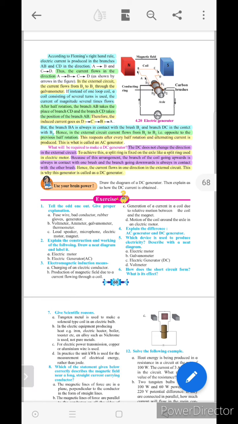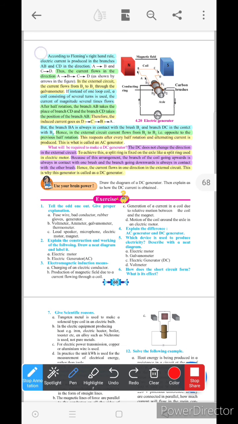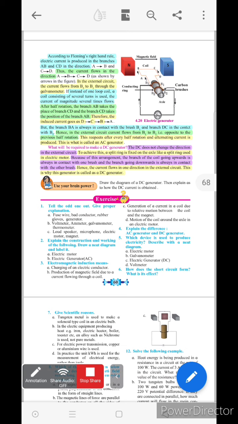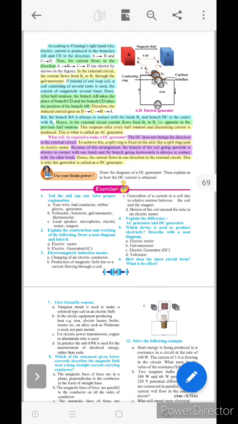Then we will move on to the last page, that is page number 60. On this page you can see the DC generator topic is there. What will be required to make the DC generator, and this topic is also removed from your syllabus for year 2020 and 21. So in this way the lesson number 4 is completed.